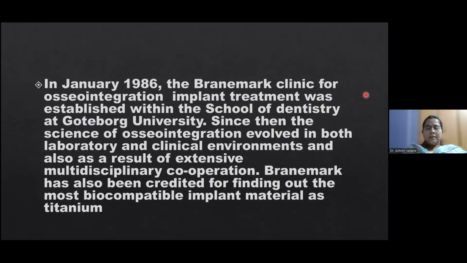In January 1986, the Brånemark Clinic for Osseointegration implant treatment was established within the School of Dentistry at Göteborg University. Since then, the science of osseointegration has evolved in both laboratory and clinical environments, and also as a result of extensive multidisciplinary cooperation. Brånemark has also been credited for finding the most biocompatible implant material, titanium. So this was the history.